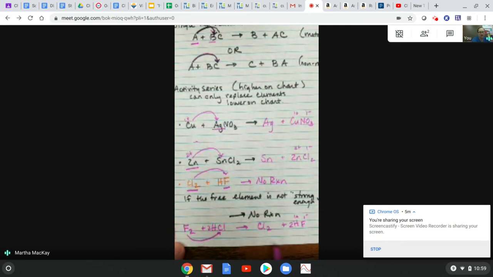You are not necessarily going to have to figure out what the products are, but the main thing for you guys is just going to be able to identify them. So that's a single replacement reaction.